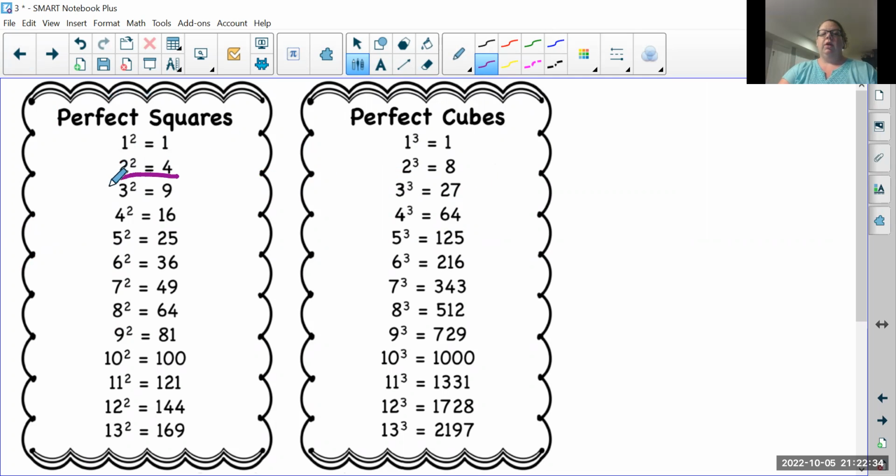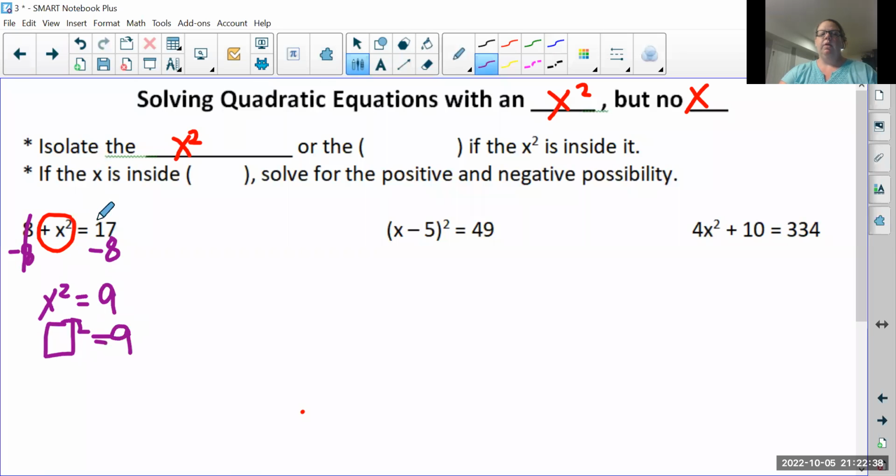So this is what we're looking at. It says that 3 squared equals 9. That's telling me that the number that should go in this box is 3. But we also learned that -3 would work too, because a -3 times a -3 would also be a positive 9. So our x would equal positive and negative 3.